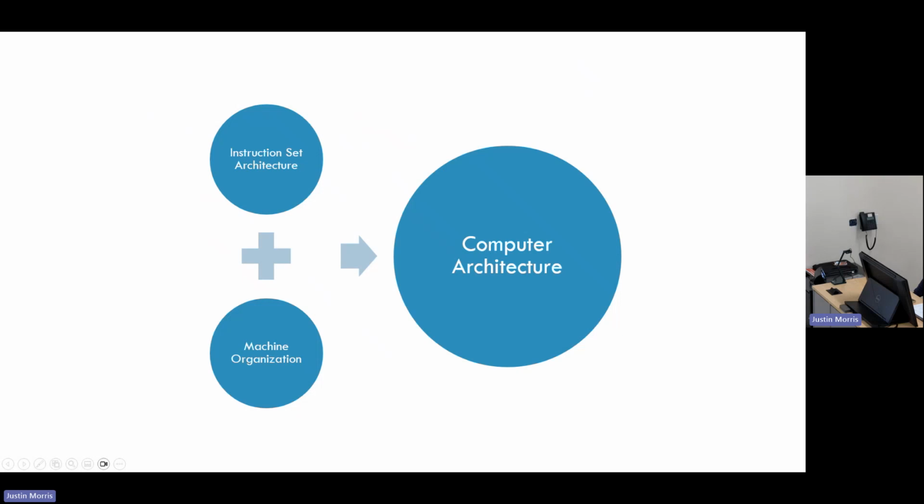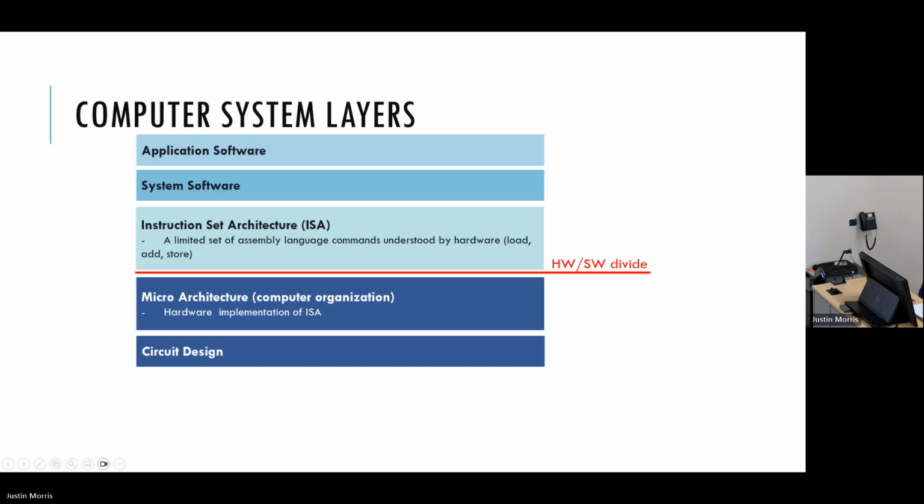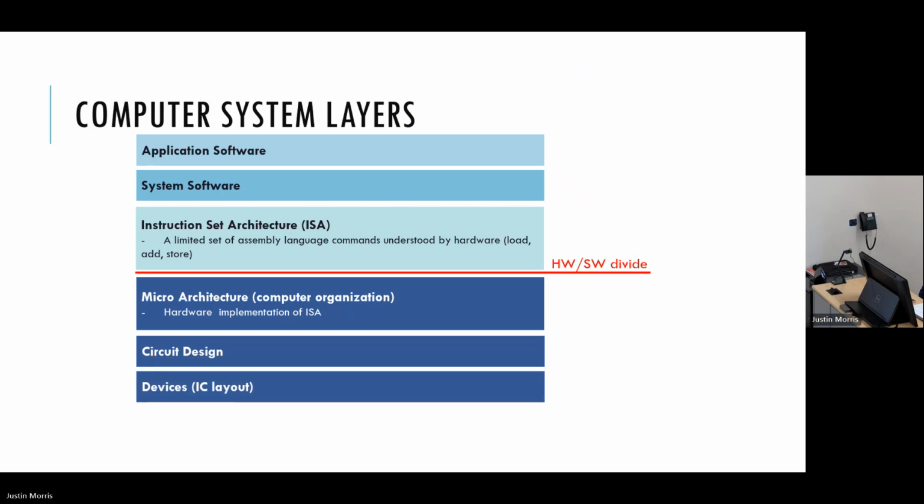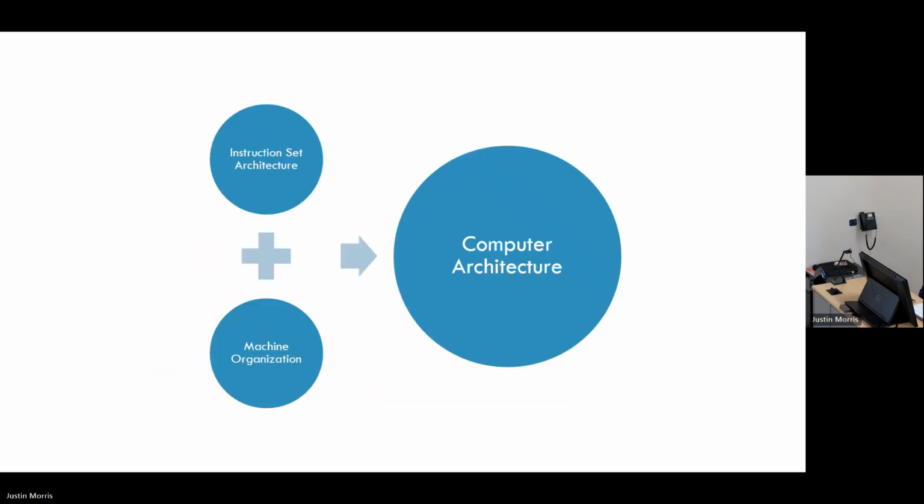So in terms of computer architecture for general purpose CPUs, the focus is on the instruction set architecture and the machine organization or the microarchitecture. So this is the hardware software divide, and that's where computer architecture is focused.